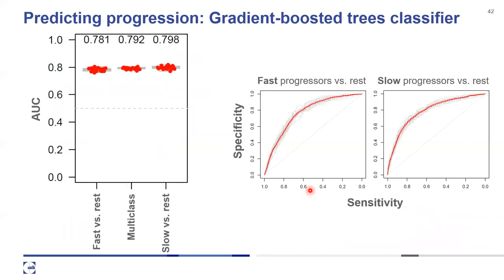These are some of the first results for a gradient boosted trees classifier. Remember that I have three clusters, so I actually trained three classifiers: fast versus the rest, so fast progressors versus the rest, slow progressors versus the rest, and a multi-class classifier, taking into account all the classes. And what you see here is the cross-validated performance using 10 folds and 20 repeats. You can see that all of the classifiers show pretty good performance in terms of the area under the receiver operating characteristic, or AUC.